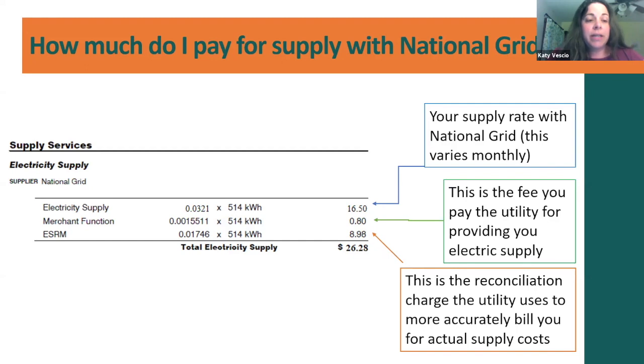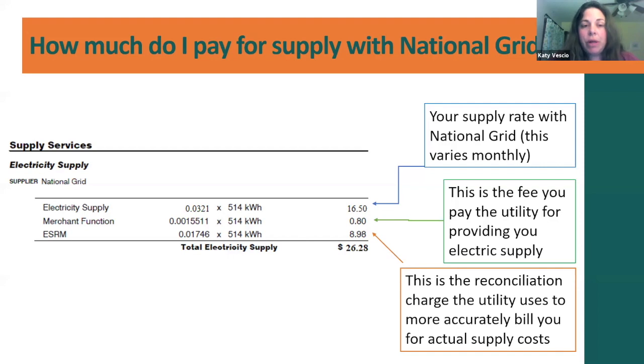You see the first line here, we've got three lines that comprise your supply costs. The first is your electricity supply rate. In this example, this is just an example bill, it's 3.21 cents multiplied by the number of kilowatt hours you used that month in your home, and you get one component of your supply cost. This varies monthly. But if you're only looking at that number, you're only getting part of the story.